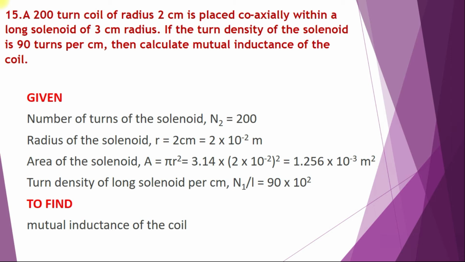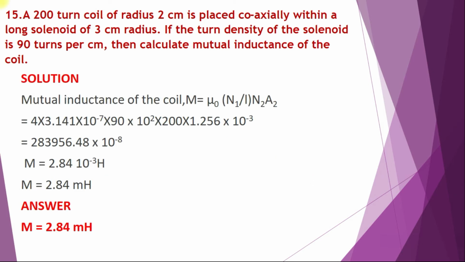Area A is equal to πr², which is equal to 3.14 × (2 × 10^-2) squared, which is equal to 1.256 × 10^-3 m². Turn density of the long solenoid per centimeter, N1 divided by L, is equal to 90 × 10^2. We are supposed to find the mutual inductance of the coil.